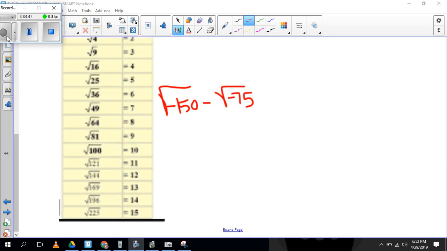Okay, our next example is the square root of negative 150 minus the square root of negative 75. So what we have to do, we have to figure out how to break this up. So we have to put 150 on the number line. And you notice it's not on there. So we go in between 144 and 169.